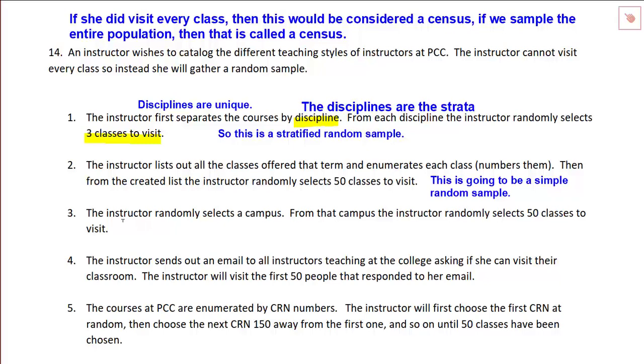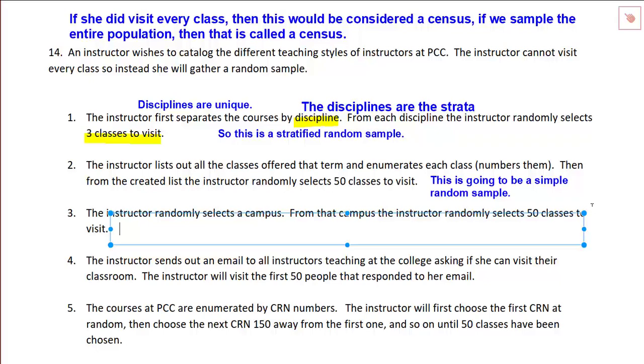All right, number 3 here. The instructor randomly selects a campus. From that campus, the instructor randomly selects 50 classes to visit. Okay, so how do we think of campuses? Do we think of them as unique, or do we think of one campus as the same as another campus? So this one's a bit tough because you have to kind of figure it out. And I'm not sure if I even myself have the answer to this question.